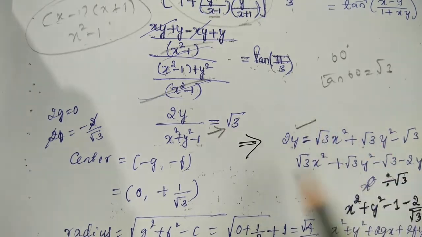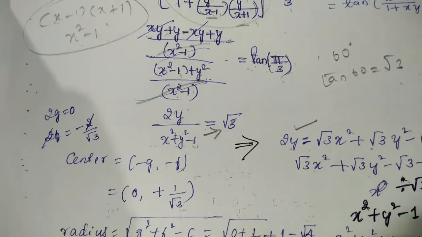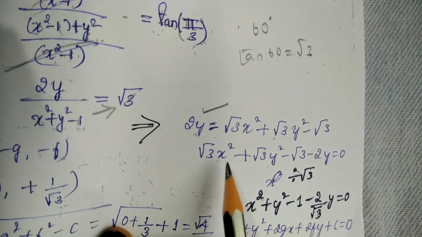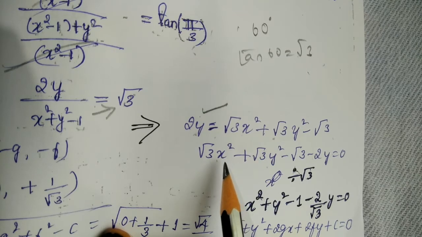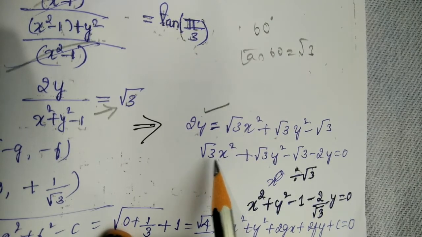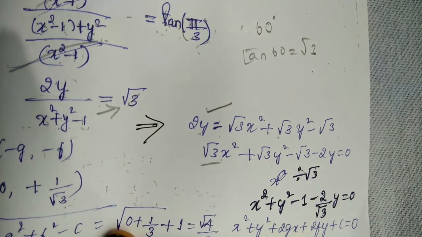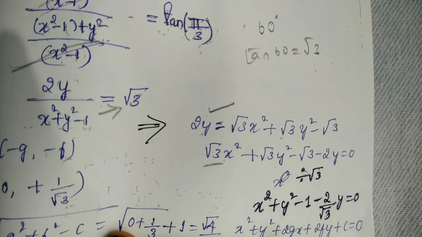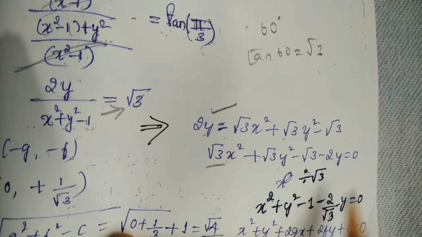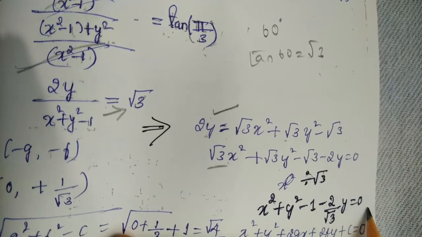Take 2y to the right, then it becomes minus 2y. So which is equal to what? 0. So minus 2y is equal to what? 0. So we know that the standard equation does not have any coefficient except 1. So make this one a standard. Therefore divide throughout by root 3. We remain with what? x square plus y square minus root 3 by root 3 is 1, and 2 by root 3 into y is equal to 0.